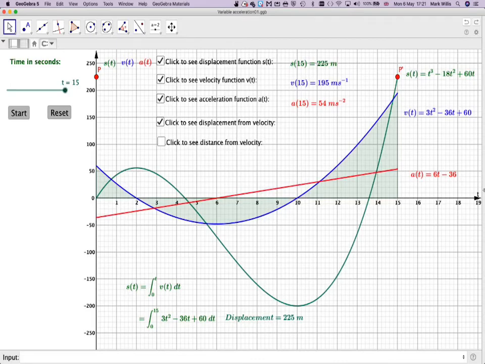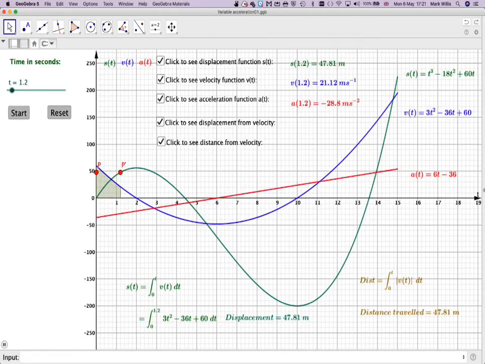But what do we want to do if we want to find distance? Because this total distance travelled, we cannot just integrate between 0 and 15, because we know that's going to give me an answer of 225. Well, to do distance, we'll just go back again, so just reset. If we click now to do the distance and start, what happens is that we need to consider this bit underneath the graph here as positive. So we need to work out this one.